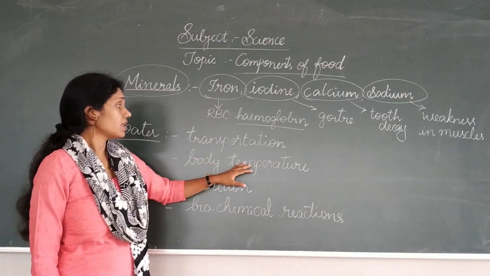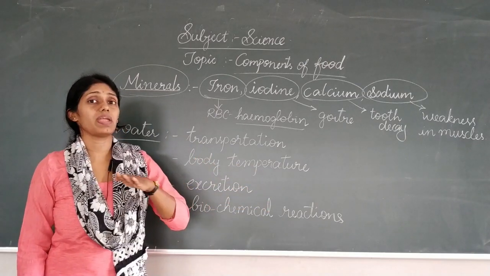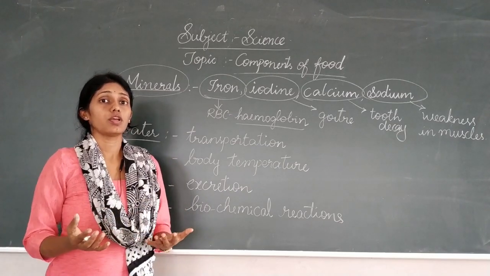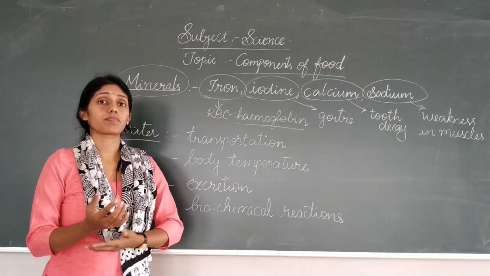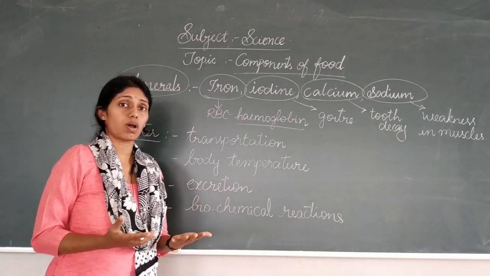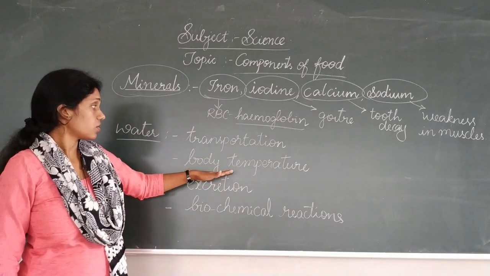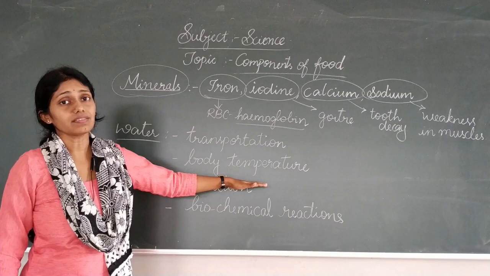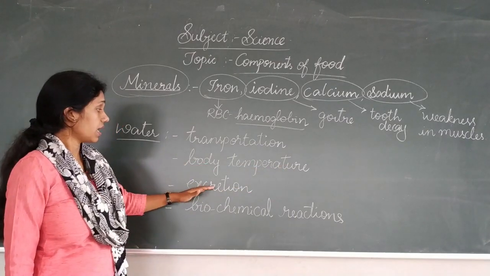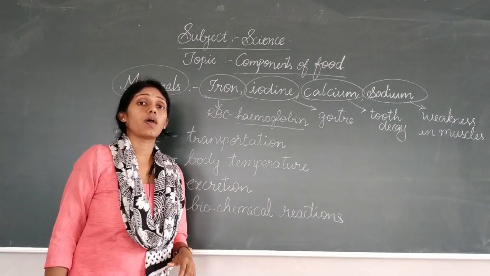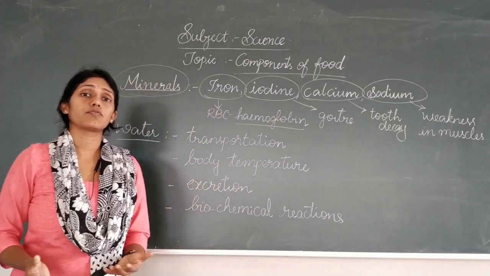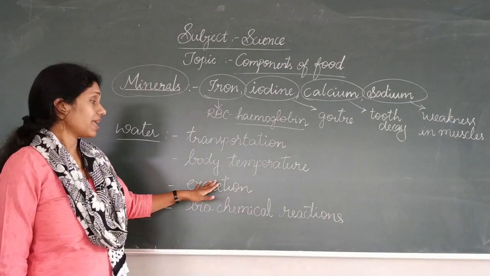Then it helps in maintaining body temperature. The heat comes out through evaporation by sweat. When we sweat, the body heat comes out, and so the body temperature is maintained by evaporation through sweat. And then it helps in excretion. What do you mean by excretion? That is throwing away the waste out of the body. So it helps in excretion.